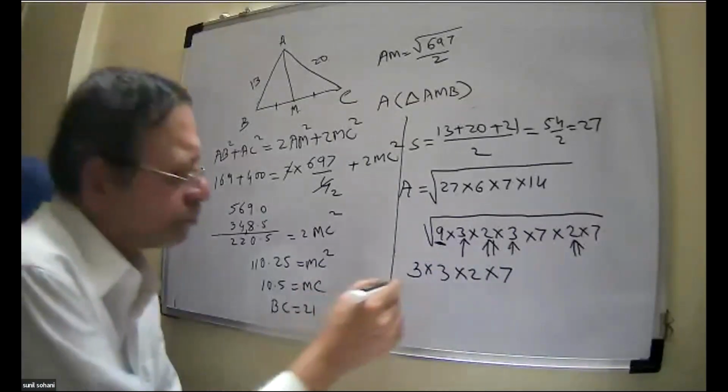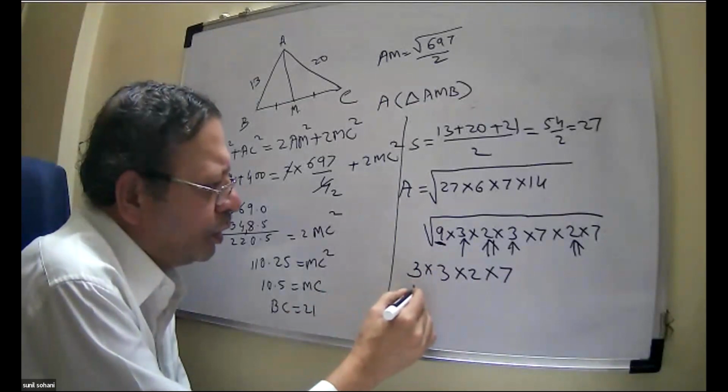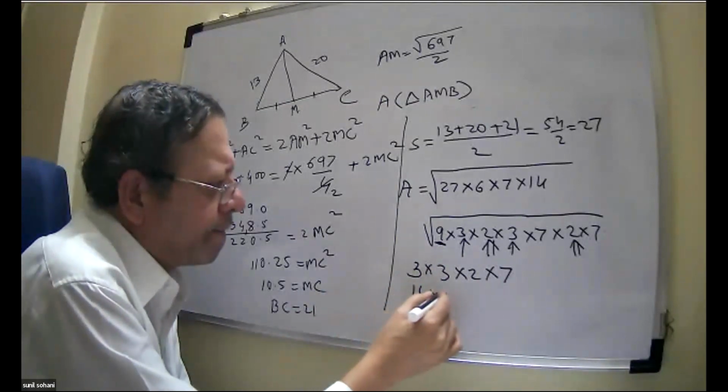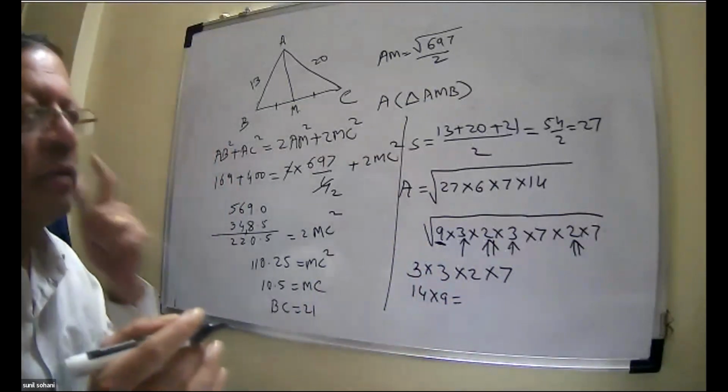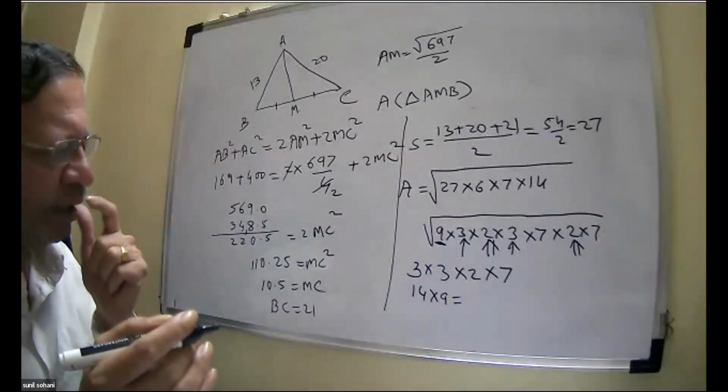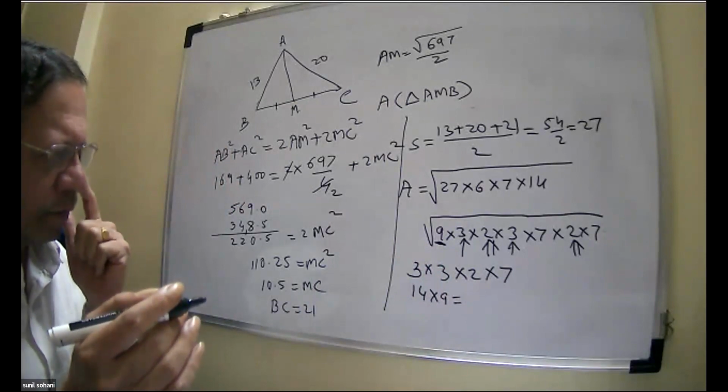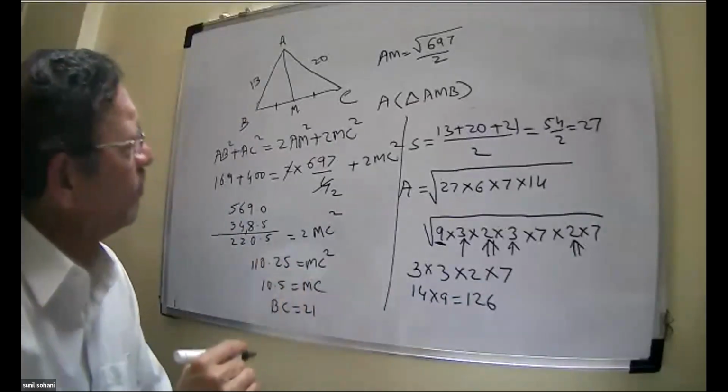14 into 9, how much is that? 126. Now this is the area of the whole triangle.